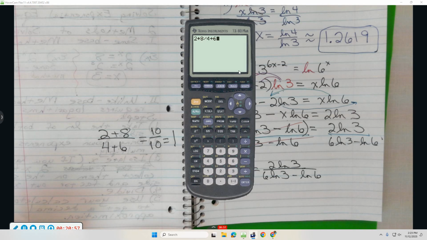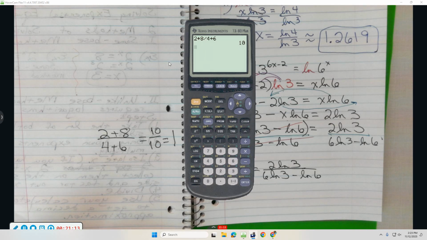It's going to follow the order of operations. 8 divided by 4 is 2. Then add from left to right: 2 plus 2 plus 6. That's giving us a final answer of 10. What do I need to do to make this calculator give me the correct answer?